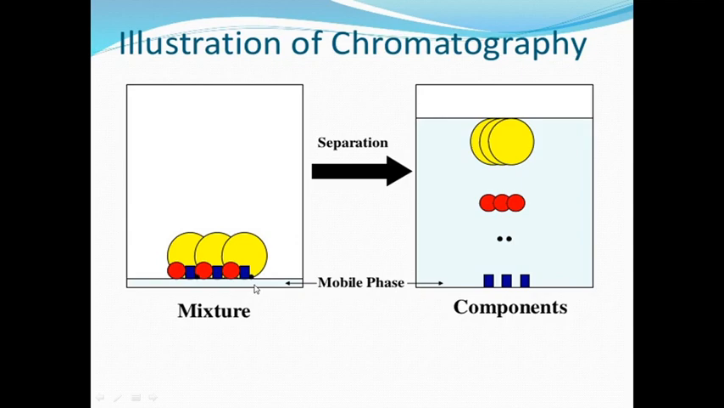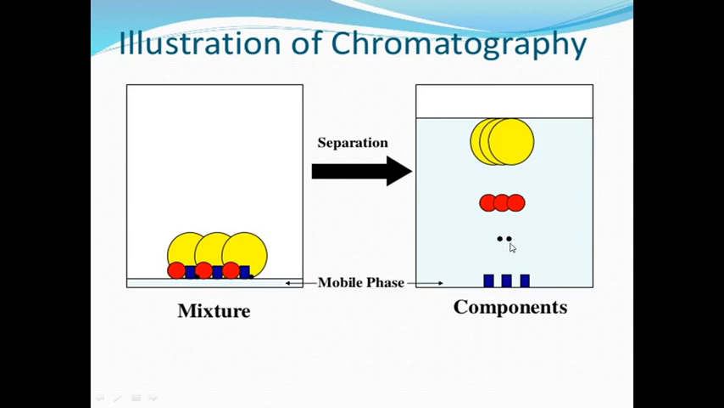Here see, while this mobile phase is moving, what happens? It takes up these four components: black, blue, red, and yellow. While the mobile phase moves from top to bottom, it carries the yellow color fastest, and the others with somewhat less speed than yellow. So this is the red color, this is the black color, and this is the blue color.